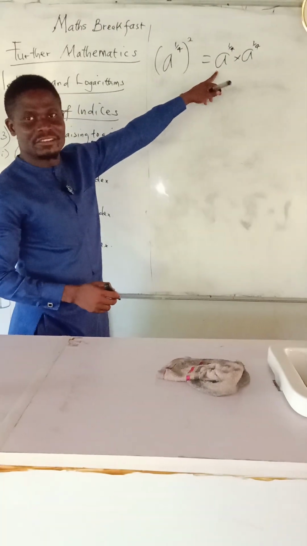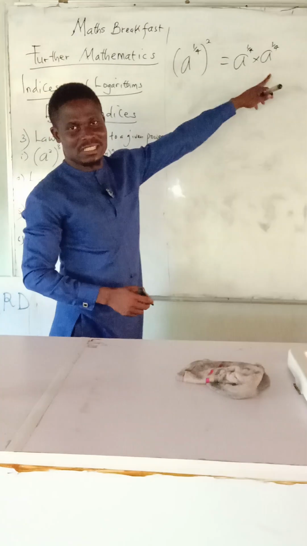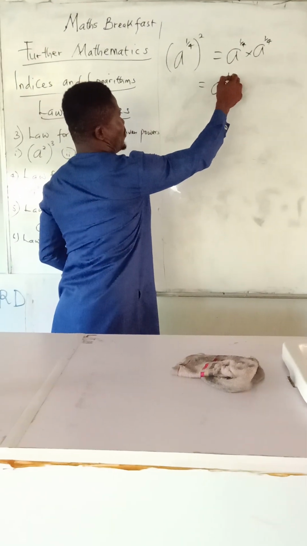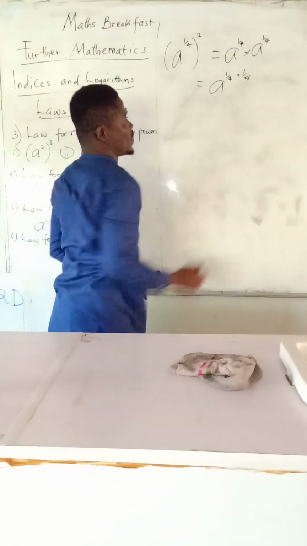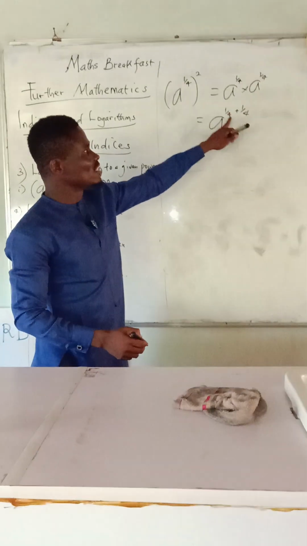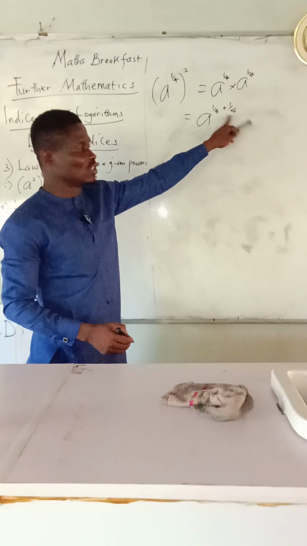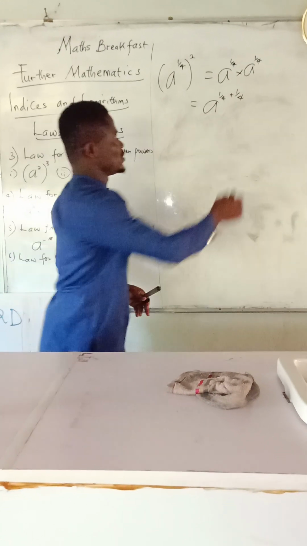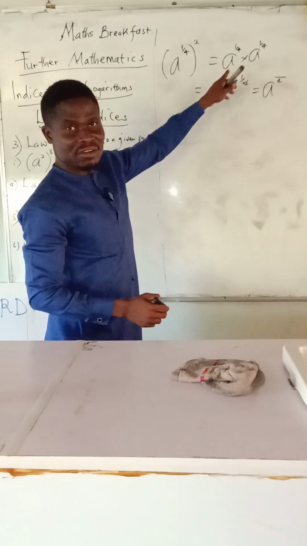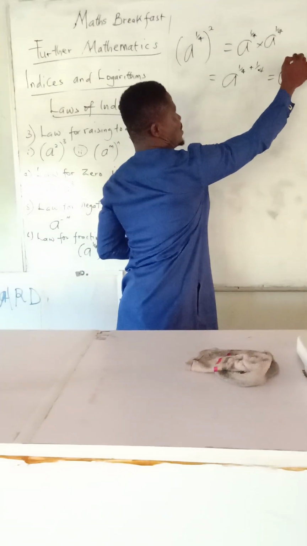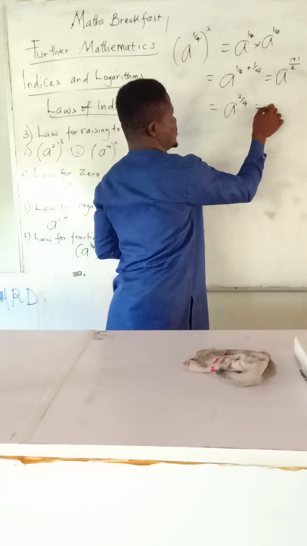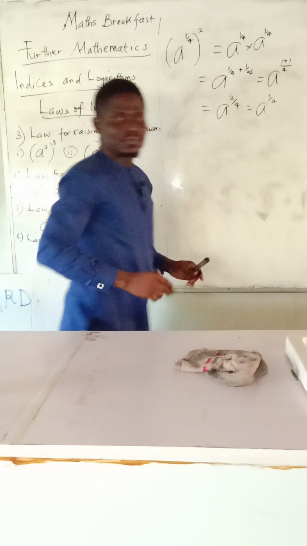And this now satisfies the first law: when the base is the same, you add the indices. So this is the same thing as a raised to power 1 over 4 plus 1 over 4. And remember your simple fractions: when the denominators are the same, you pick one of them. So we have 4 as the denominator, and you add the numerators, 1 plus 1. That is a raised to power 2 over 4, and that is a raised to power 1 over 2.